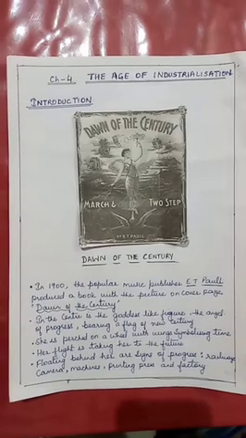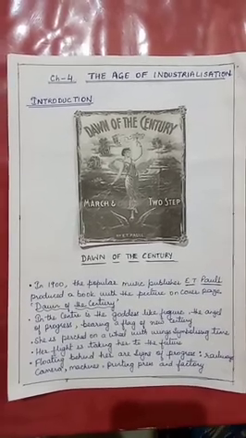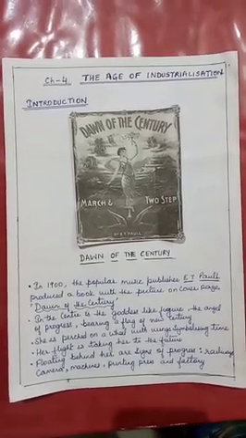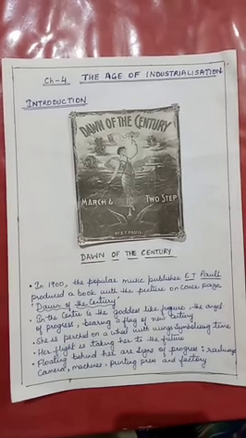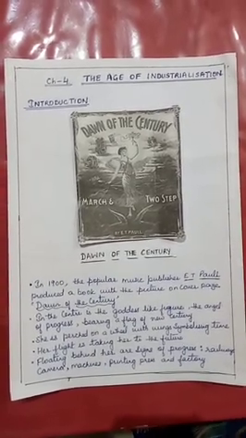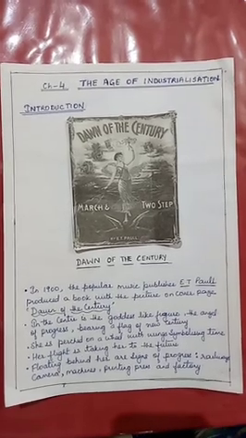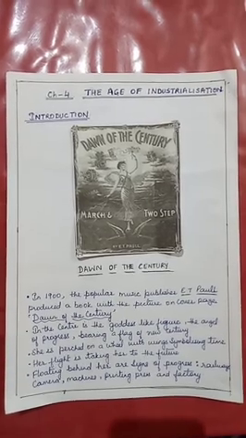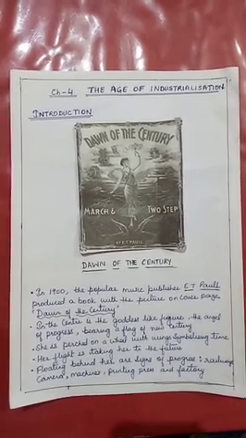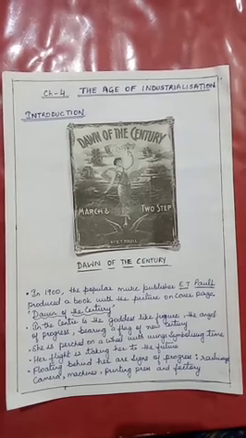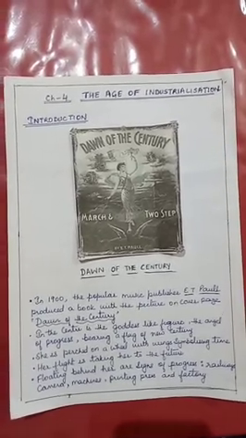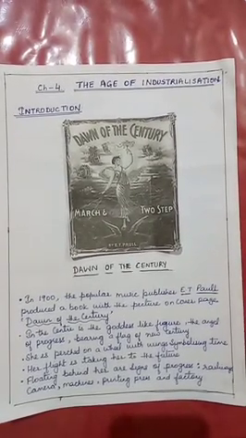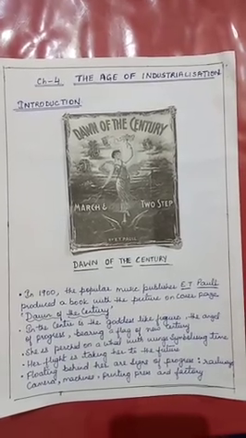Before we actually move to the lesson, let us do the picture study. The first picture that you can see over here is Dawn of the Century. In 1900, the popular music publisher E.T. Paul produced a book with a picture on the cover page, Dawn of the Century. In the center is the goddess-like figure, the angel of progress, bearing a flag of the new century. She is perched on a wheel with wings symbolizing time. Her flight is taking her to the future. Floating behind her are the signs of progress, that is railways, camera, machines, printing press and factory.